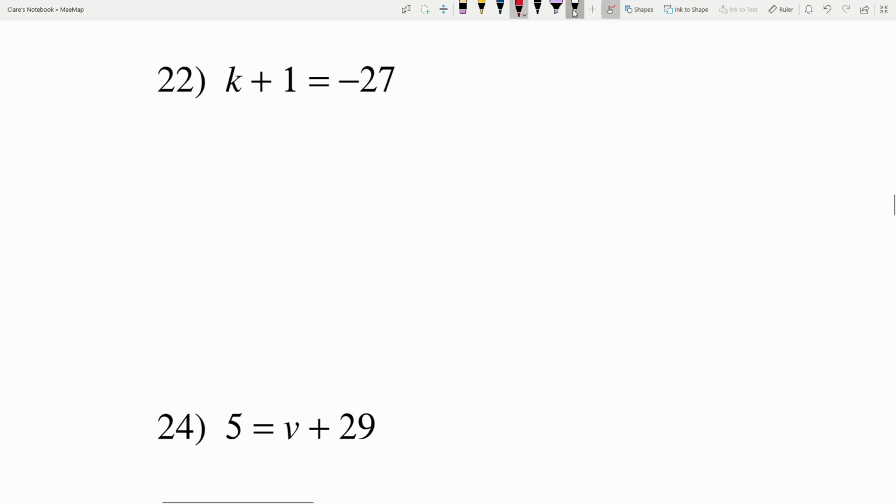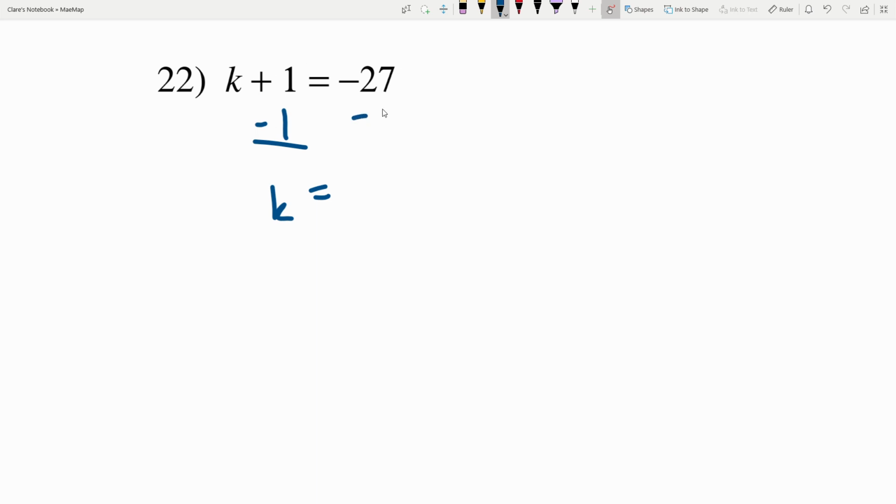In number 22, what plus 1 equals a negative 27? That's going to be a negative 28. But let's show that work. So in order to isolate the k, I'm going to subtract 1, because k plus 1 minus 1 will be k plus 0, which is k. And if I subtract 1 on the left, I need to subtract 1 on the right. Negative 27 minus 1 is a negative 28. So negative 28 is my solution in number 22.